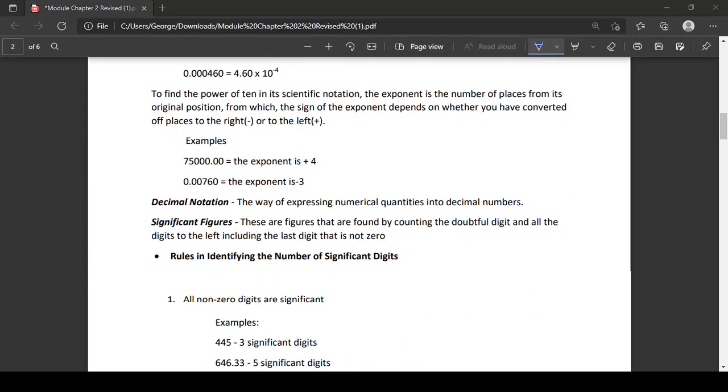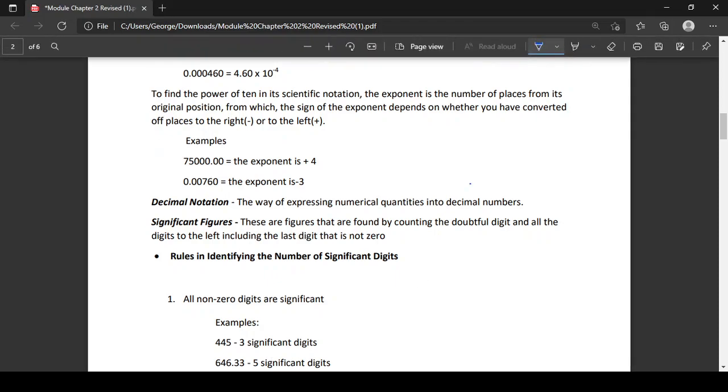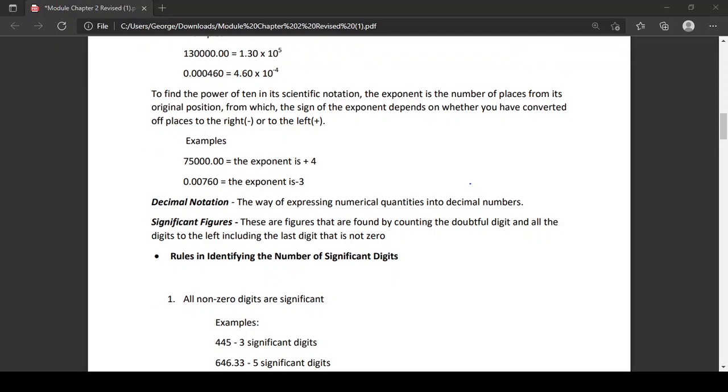Wait, let me check the connection. Okay, is it clear now? Okay, sir.